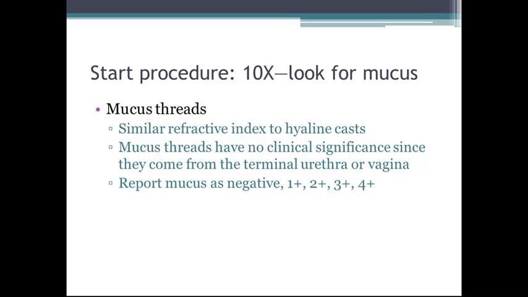We start at 10x and we look for mucus. Mucus threads have a similar refractive index to hyaline casts, meaning they are very transparent and can sometimes be hard to see. Mucus threads have no clinical significance since they come from the terminal urethra or the vagina. We report mucus as negative, 1+, 2+, 3+, 4+. If there is a lot of mucus, urines typically appear hazy, or there might be a higher specific gravity.